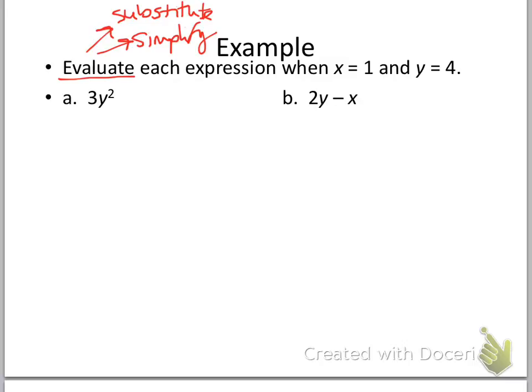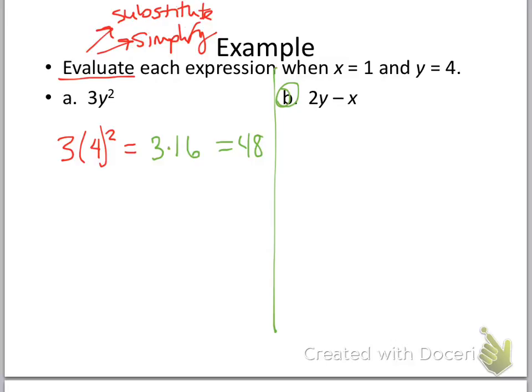So 3y squared is going to be 3 times 4 squared. The order of operations tells me that I need to do 4 squared first. So that's 3 times 16, which will give me 48. Alright, why don't you pause the video and try example B by yourself. So we're going to substitute in 4 for y and 1 for x. We're going to do multiplication first, and that gives us an answer of 7.